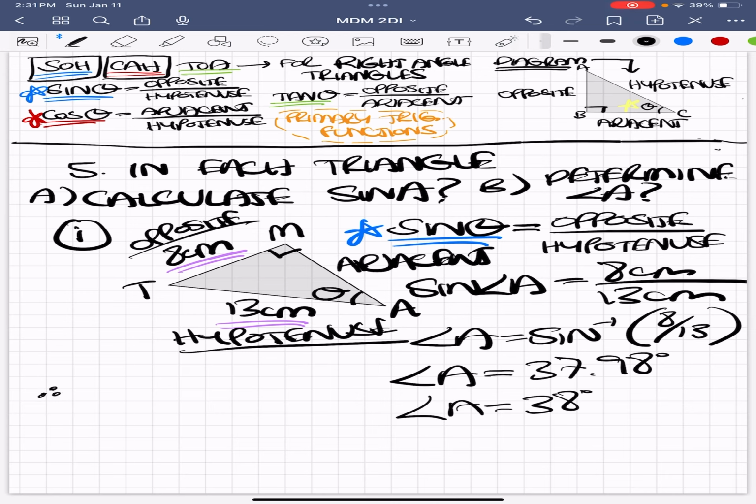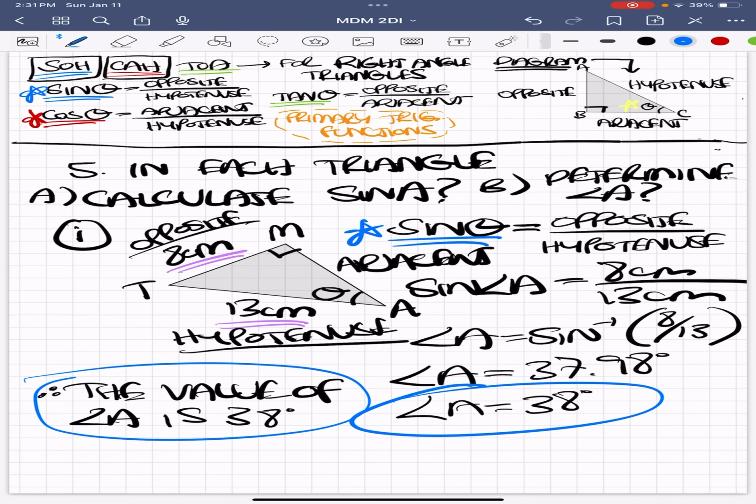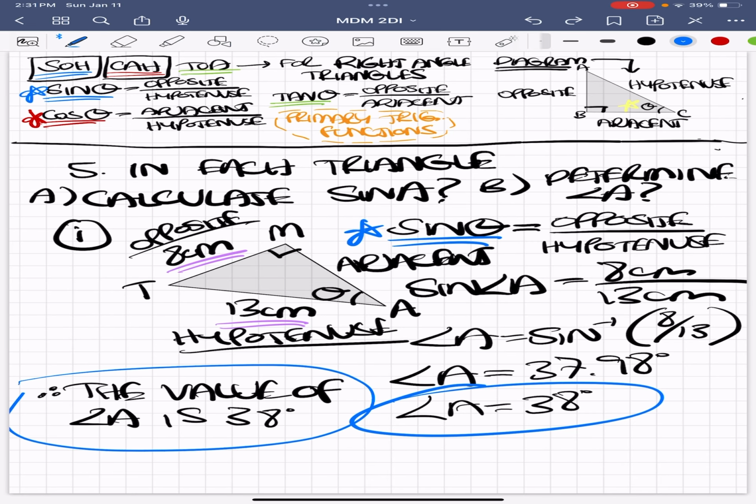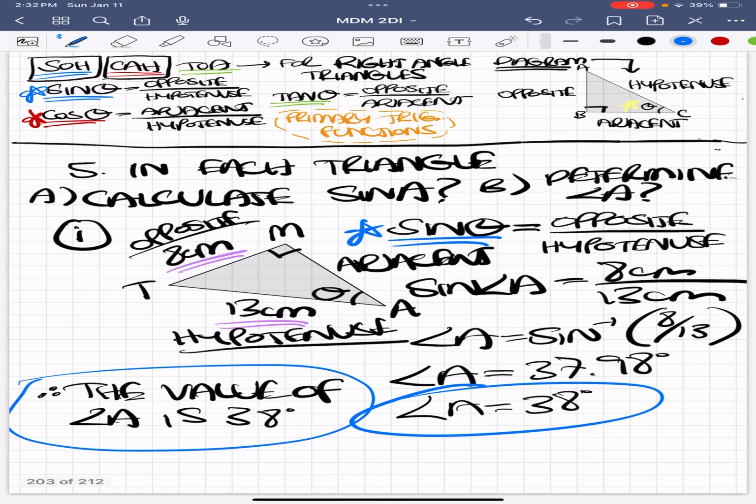And we'll do a therefore statement. With this therefore statement, the value of angle A is 38 degrees. And we will circle both answers in blue. And moving on to the next question.